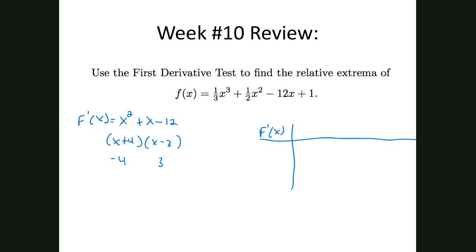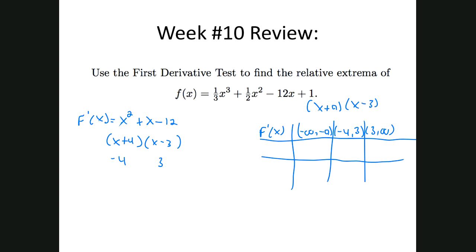So I go from negative infinity to negative 4, from negative 4 to 3, and from 3 to infinity. So those are my intervals. I just need to find out where they are going to be positive and negative. So I always just put my function back up on top here. So if I take a value here, let's take negative 10. I put negative 10 in here. Negative 10 plus 4, that's negative. Negative 10 minus 3, that's negative. Two negatives is positive. So I know my function is increasing here.